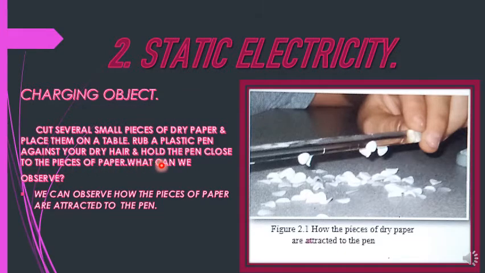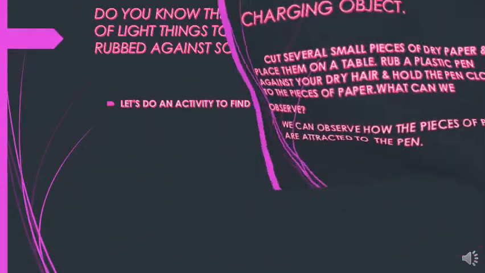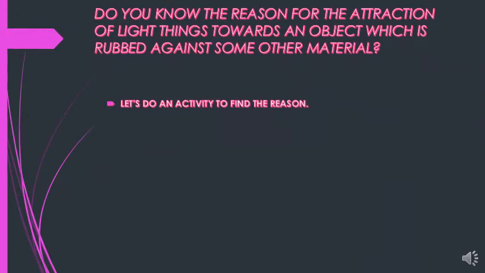Then what can we observe? Yeah, we can observe how the pieces of paper are attracted to the pen. Here in this figure, we can see. Do you know the reason for the attraction of light things towards an object which is rubbed against some other material? Let's do an activity to find the reason.